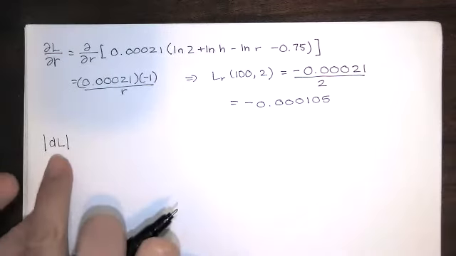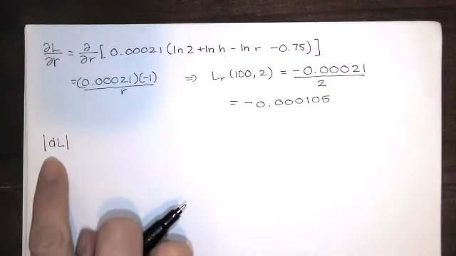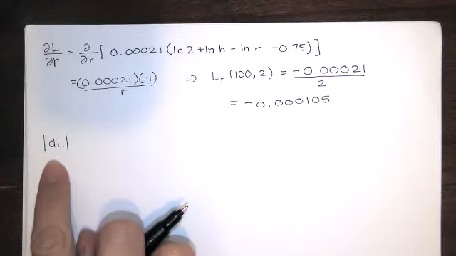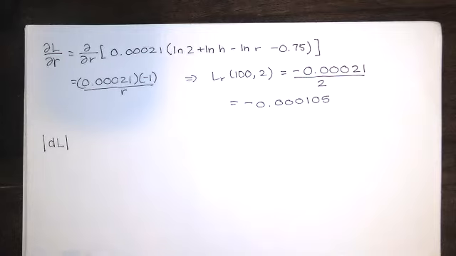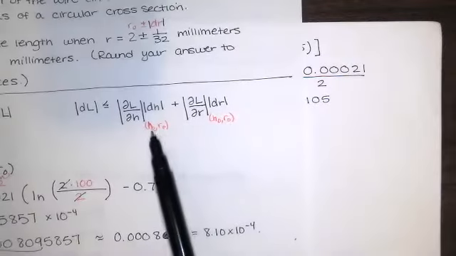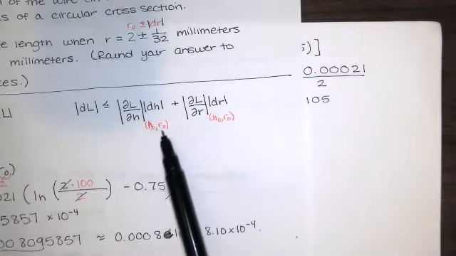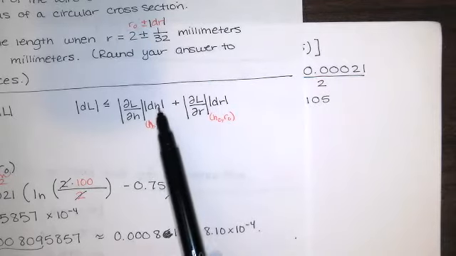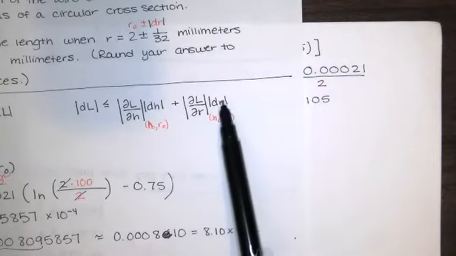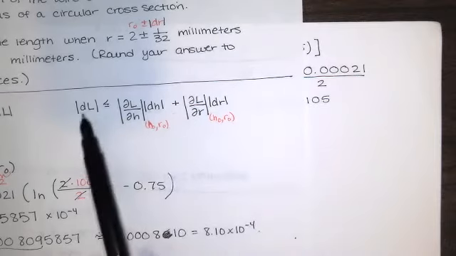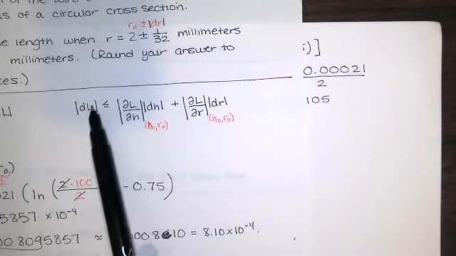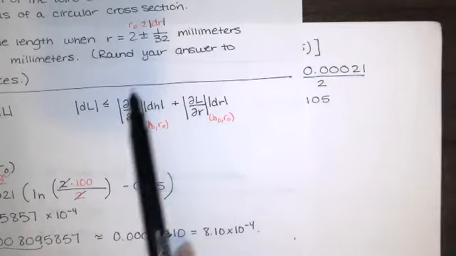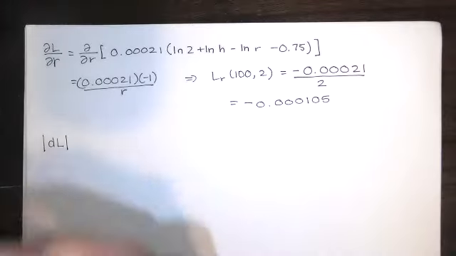And remember what this is. This is the maximum error in calculating L using the propagated error formula. So if H is measured to be H naught and R is measured to be R naught, and H is off by potentially this much and R is off by potentially this much, the maximum error in measuring L is this number over here.